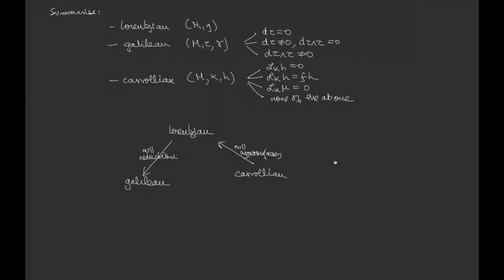Questions? Henrik? Yes, I think I have three questions and a comment. First question is about realizability. For Carollian groups, by the way, can you hear me well? Yes, I can. Okay, great.